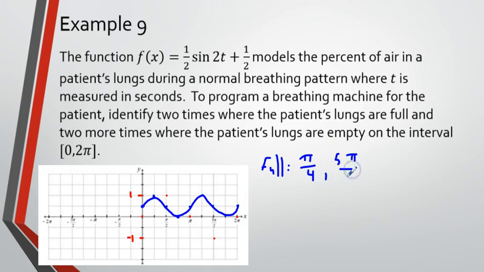For where the lungs are empty, we also have 2 locations for that. We have one of them located right here in the graph, and so that's 1, 2, 3 pi over 4. And then we have a second location for this happening out here at 1, 2, 3, 4, 5, 6, 7 pi over 4.